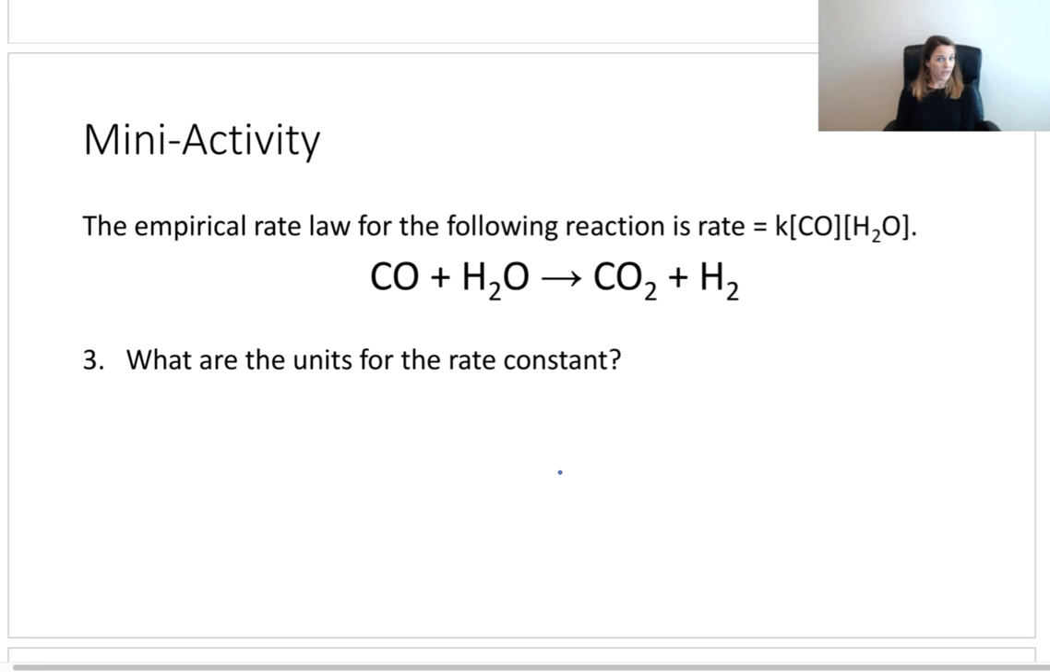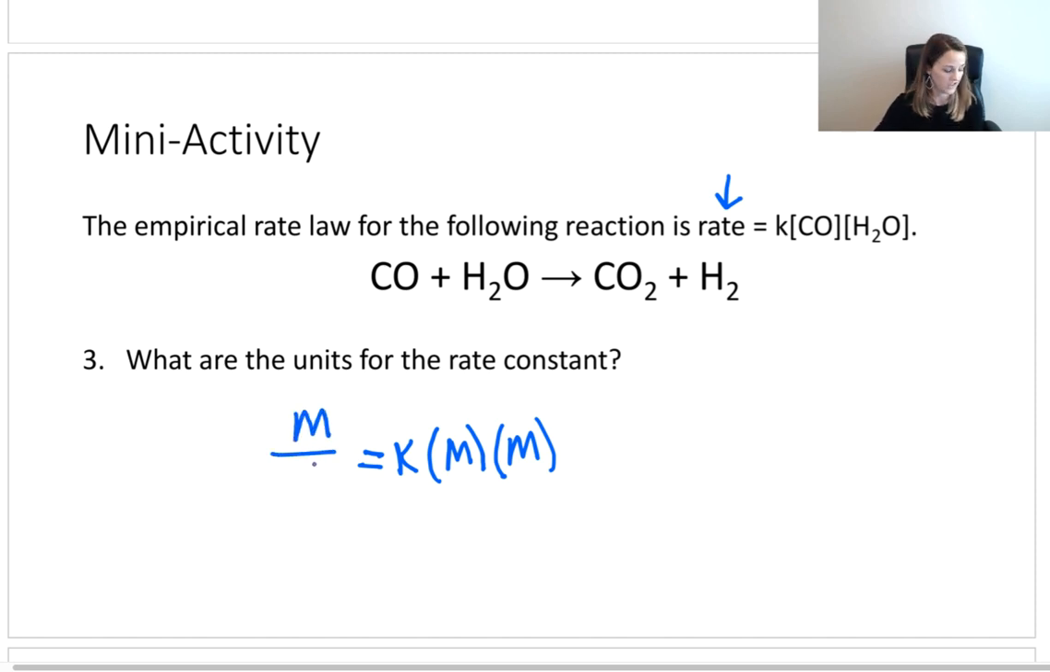Okay, so this one we actually have to do a little bit of thinking. So we see that it is first order with carbon monoxide, so we can just put 1 molar right there. First order with respect to water. We're going to multiply that times the rate constant, and that's going to be equal to our rate, right there, okay? So that is going to be molar over, and let's just say seconds. We'll just dictate what the time frame is.